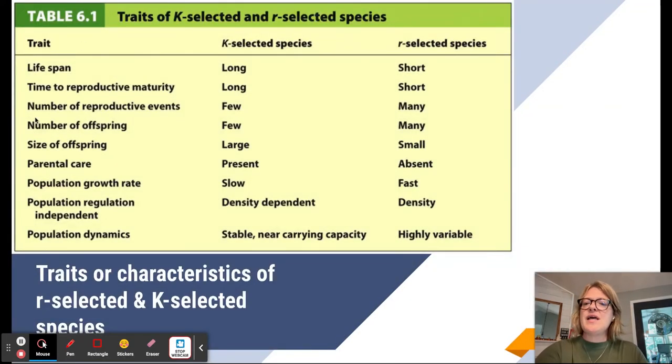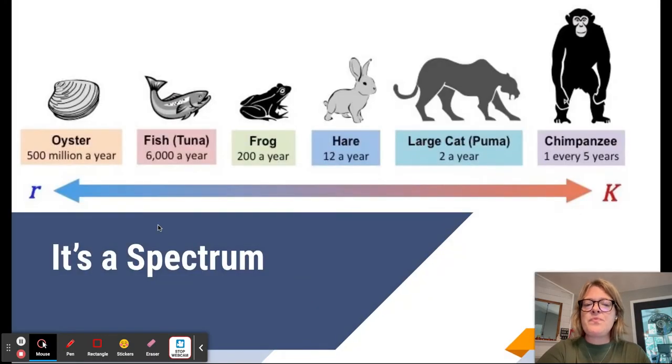Okay, so again, here's just a chart to show all of those different traits. It is important that you know all of these different characteristics of the K-selected versus R-selected species, so this would be a good chart to make sure that we get into our notes. The other thing, just like with generalist and specialist species, is that R- and K-selected species are a definite spectrum.